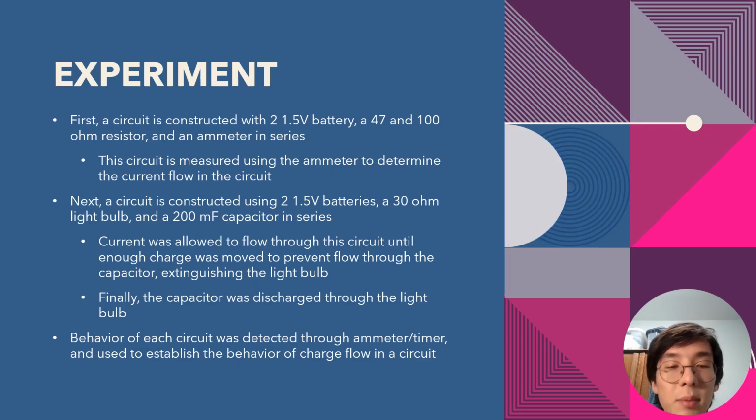So to begin the experiment, first a circuit is constructed with two 1.5 volt batteries, a 47 and 100 ohm resistor, and an ammeter all in series. The circuit is measured using the ammeter to determine the current flow in that situation.